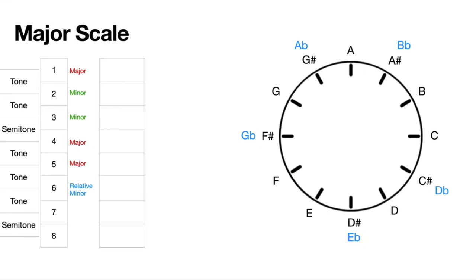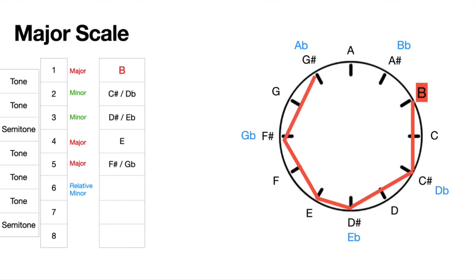In the key of B, we have a tone from B to C sharp or D flat, a tone to D sharp or E flat, a semitone to E, and then tone, tone, tone gives us F sharp or G flat, G sharp or A flat, and A sharp or B flat, before coming back to B.